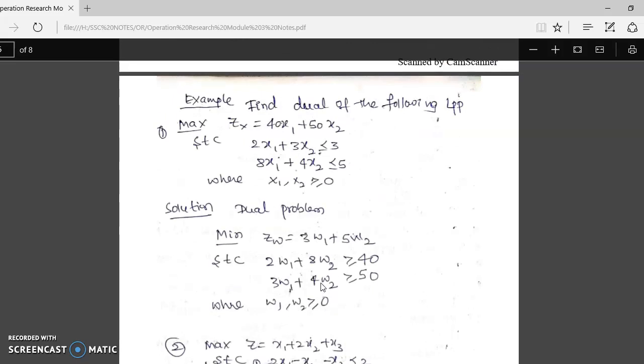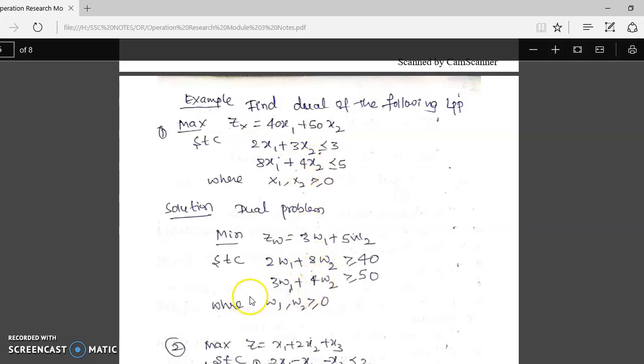Once again I will explain. Whenever the given problem is maximum, then in z, 40 and 50 are the coefficients of x1 and x2, and they are replaced on the right side of the constraints. That will be written as 40 and 50. Both the constraints are of less than, so now you have to write the greater than here. Then the x1 coefficients in both the equations are transposed row-wise. That is why it is 2w1 plus 8w2. Similarly 3w1 plus 4w2.